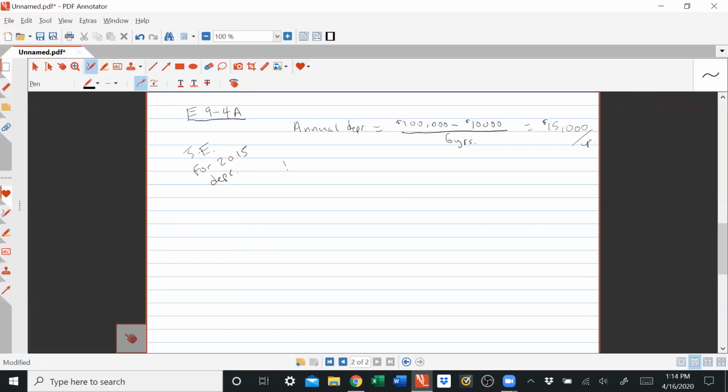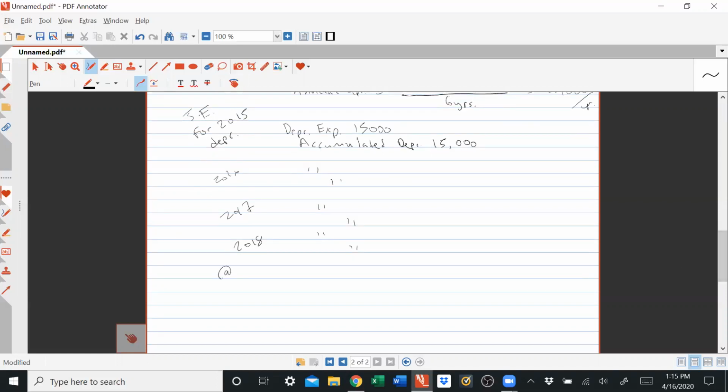So in 2015 we would debit depreciation expense 15,000. At the end of 2015 we would credit accumulated depreciation for 15,000, and we would make this same journal entry in 2016, 2017, 2018, same journal entry, same number, 15,000, 15,000, 15,000.